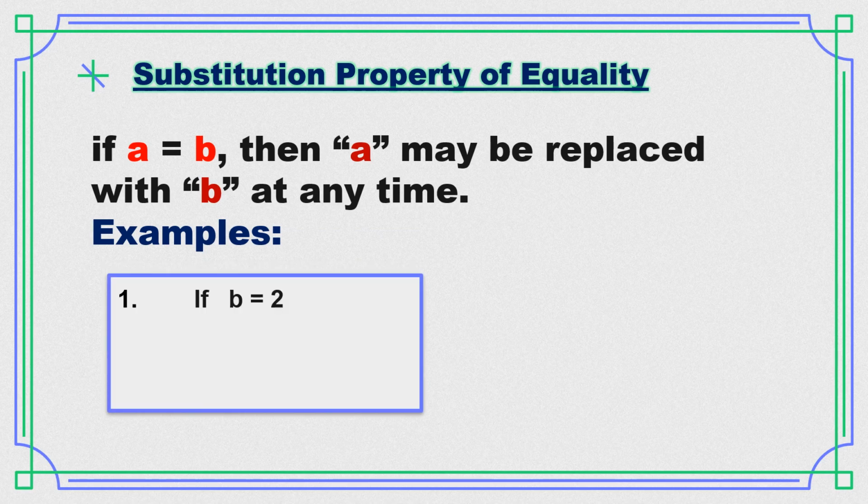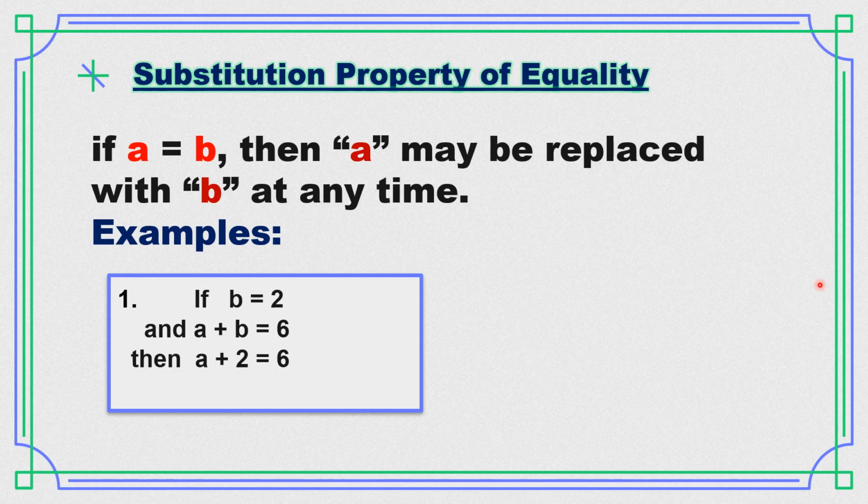number 1, if B is equals to 2 and A plus B is equals to 6, then A plus 2 is equals to 6. So, paano po nangyari yan? Yung B daw natin, di ba, is equals to 2. Ito po yan. So, ang gagawin lang natin is isa-substitute natin yung value ng B na 2 dito. Kaya ito na po yung naging sagot.